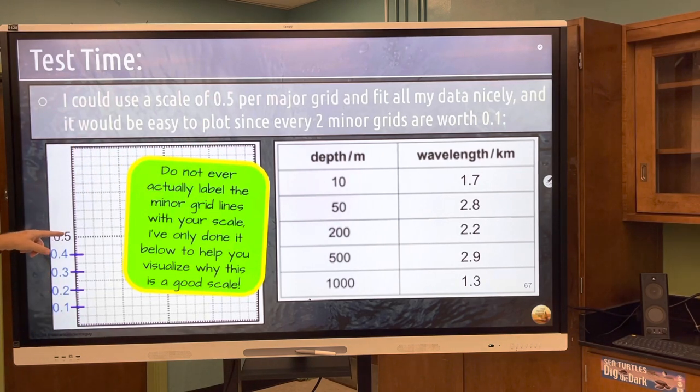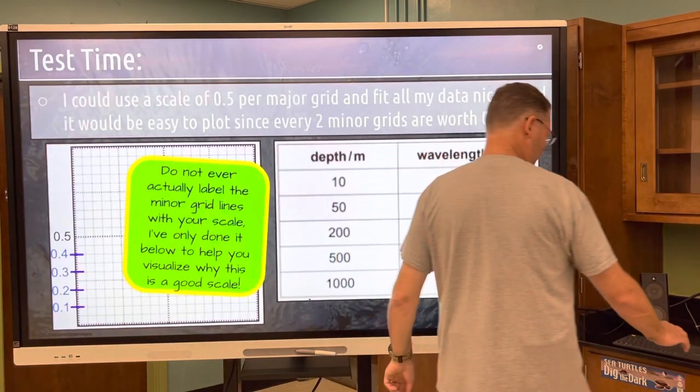So 0.5, 1, 1.5, 2, 2.5, and then 3. Okay? And then you could easily plot numbers because every other is 0.1. That would be 0.05, 0.15, 0.25. Okay? And so when you're plotting your data, it'd be easy to put the X's because it's all spread out evenly. But again, you don't write these in here, right?